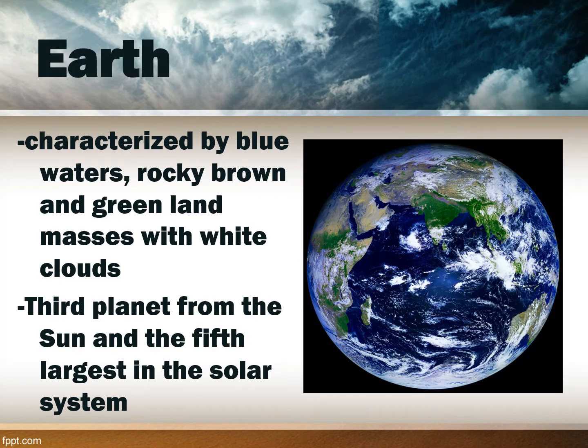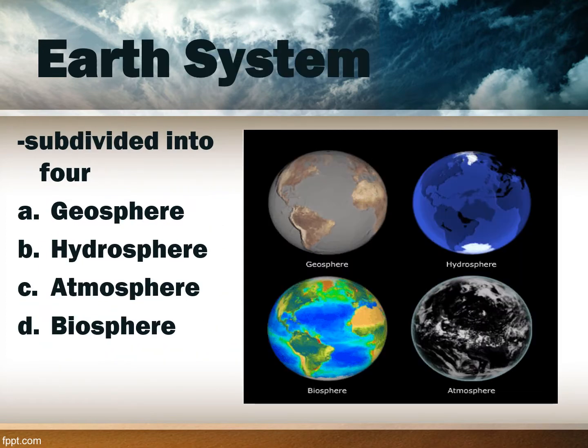So, let's start. Earth is characterized as the blue waters, rocky brown and green land masses with white clouds. It is the third planet from the Sun and the fifth largest in the solar system. The Earth is also subdivided into four spheres. We have your Geosphere, Hydrosphere, Atmosphere, and Biosphere. And we will be learning one by one about these subsystems.